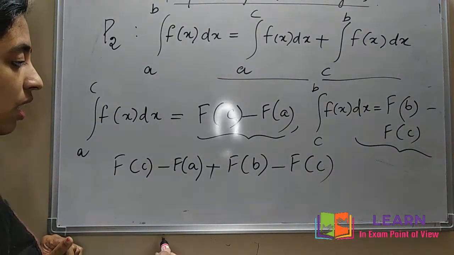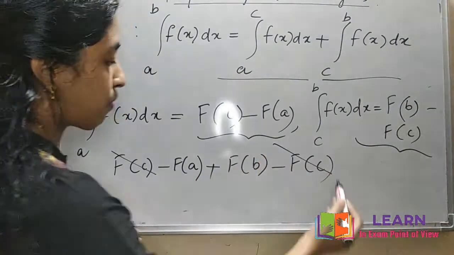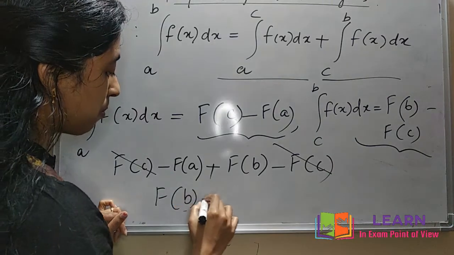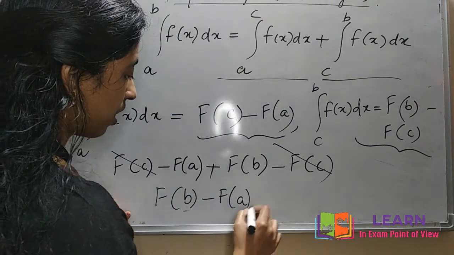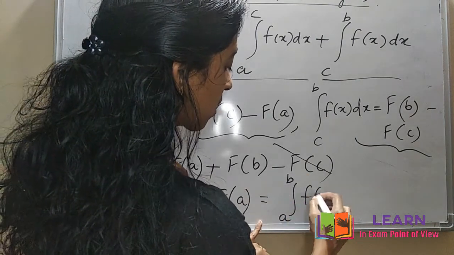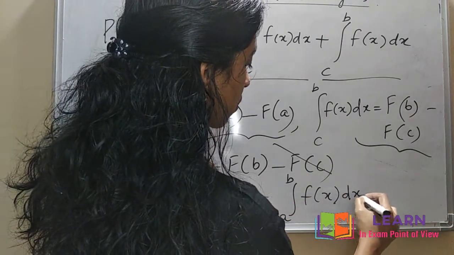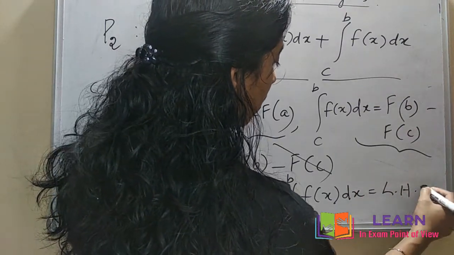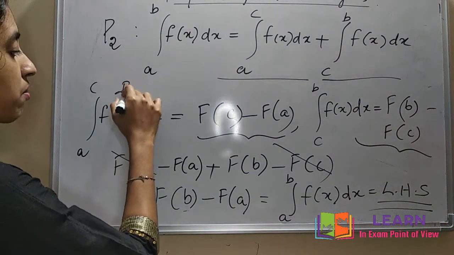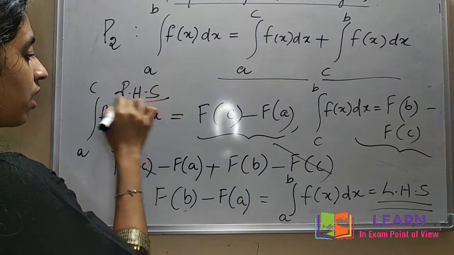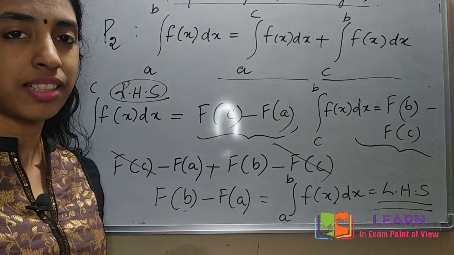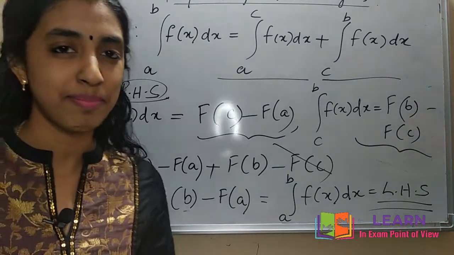Which term is getting cancelled? F of c and F of c will get cancelled. What remains? F of b minus F of a. That is, upper limit is b, lower limit is a, function is f of x dx, which is the LHS. So from RHS we proved to LHS, since we started from RHS. Hence we proved. Simple, right? We can continue to the next property.